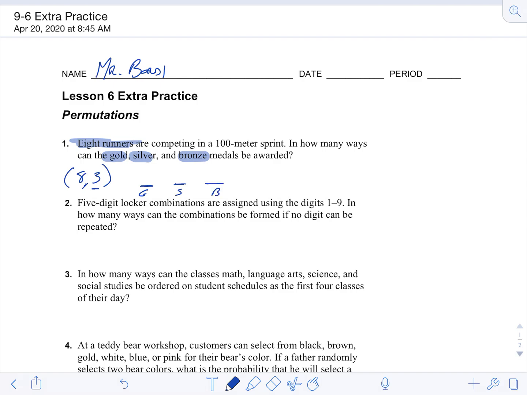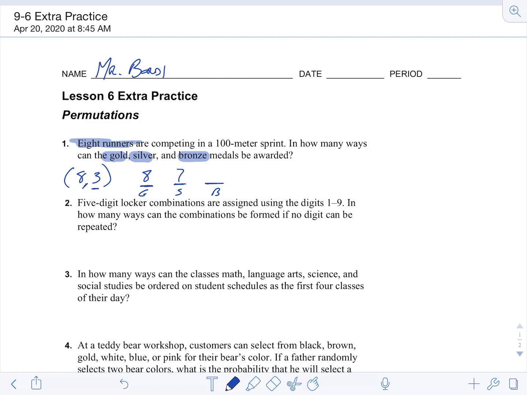Now, how many people in the race could win the gold medal? All 8 people have an opportunity, so I would put an 8 in the first mark. Somebody won the gold, somebody finished first. That leaves how many people to win the silver medal? It's no longer 8, because we cannot use the same person who just won the gold. So that leaves 7 people available to win the silver.